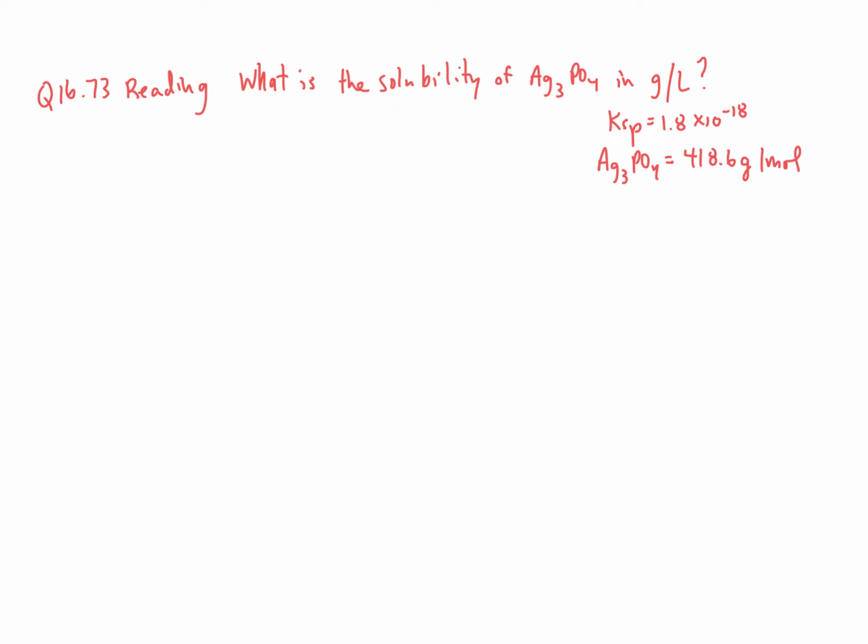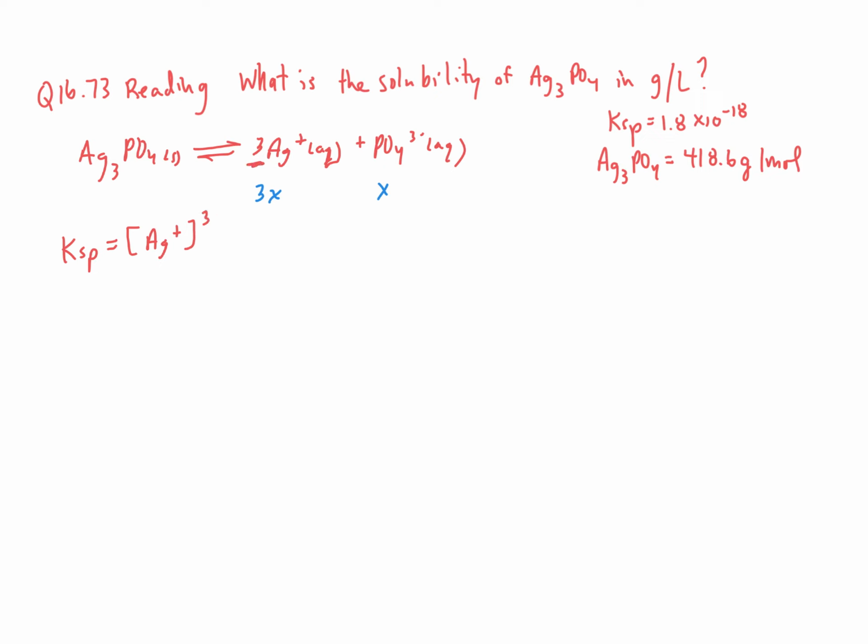So the first thing we should write out is the ionization of silver phosphate. Ag3PO4 will ionize and give us 3 silvers plus 1 phosphate, PO4 3 minus. So in setting up our ice table, silver would be our 3x and phosphate would be our x. And writing out our Ksp expression for this, Ksp would equal the concentration of silver cubed because of that coefficient of 3 times the concentration of phosphate.